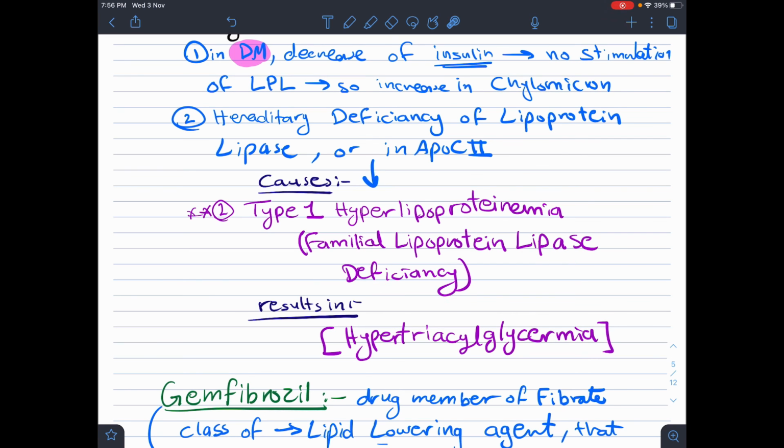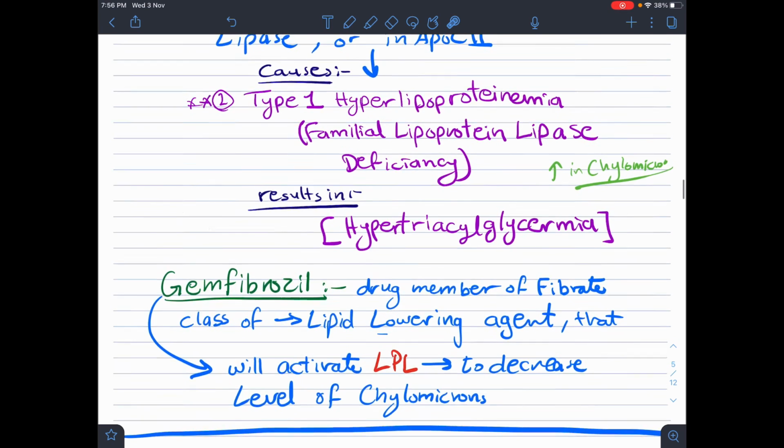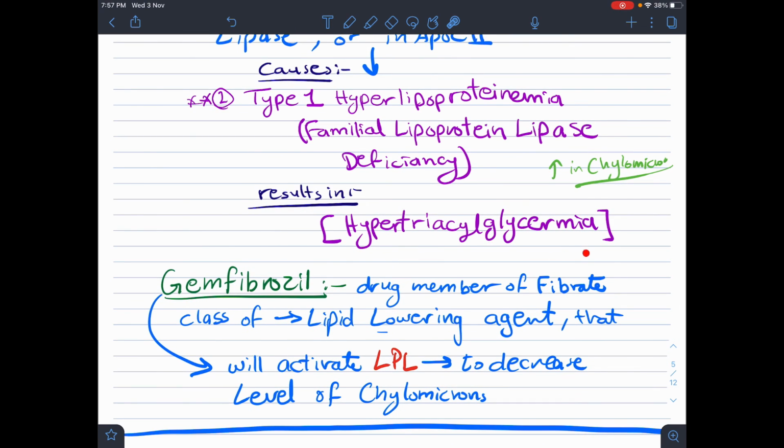We're going to have high chylomicron, because no metabolism by the LPL-C results in hypertriacylglyceremia. So chylomicron, and the chylomicron contains TGs, so hypertriacylglyceremia. The thing here is, gemfibrozil is a drug that is a lipid-lowering agent that will activate the LPL to decrease the level of chylomicron. So we use this to treat the hypertriacylglyceremia or type 1 hyperlipoproteinemia.